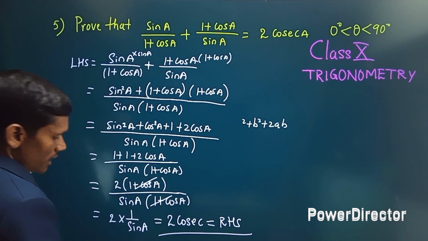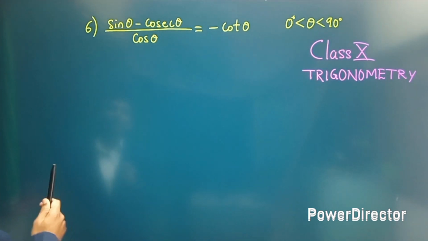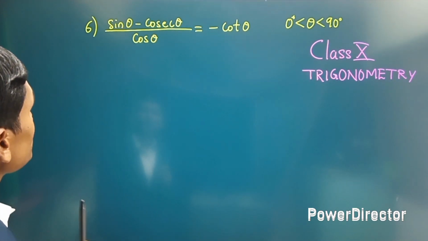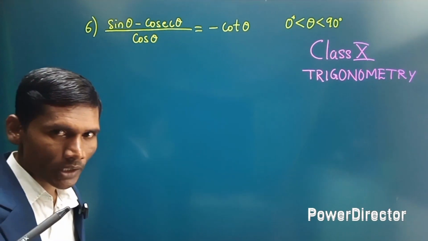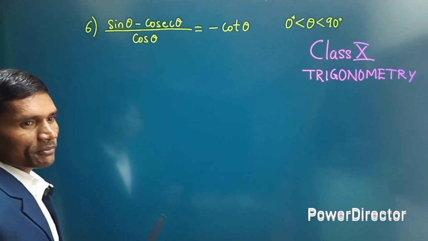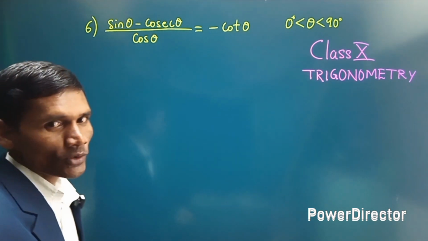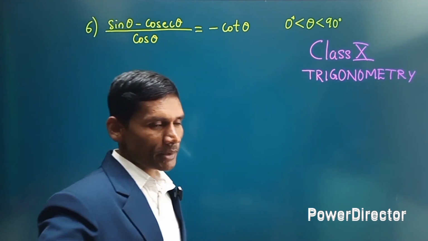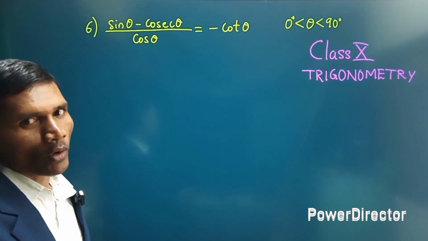Okay, now let us go ahead with one more type. Next one. Coming to the next problem: (sin theta minus cosec theta) divided by cos theta is equal to minus cot theta. You have to try. Before me, you have to solve. Then you have to see how many answers you got right. You have to comment and tell me so that I can think of the next video, what type of problems to take up.